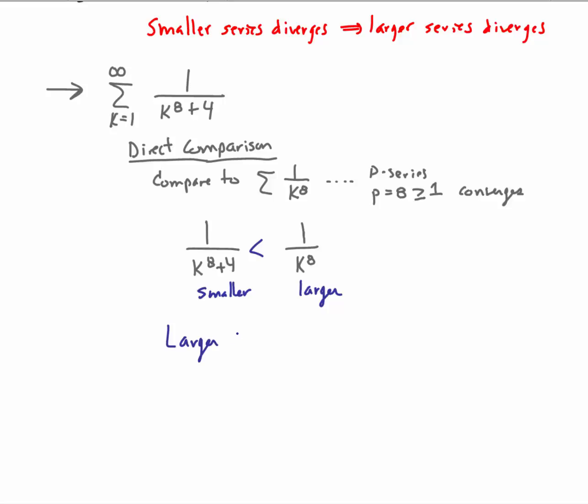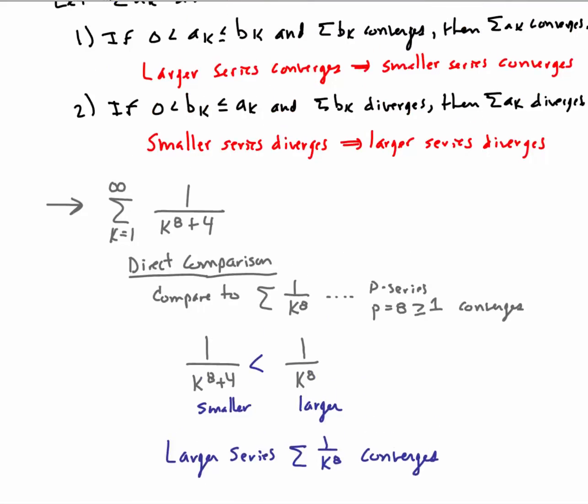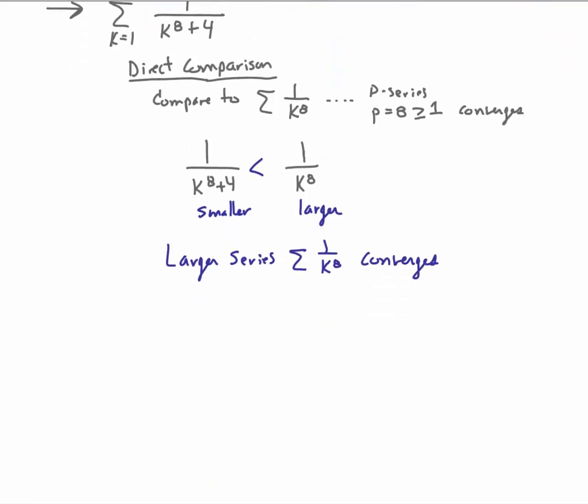So the larger series, and I'm going to write out what it is. I'm not just going to use the word larger. I'm going to show which the larger is. The larger series converges. So let's see. So we have up here, if the larger series converges, then the smaller series converges. So the larger series converges, therefore the smaller series, and again, don't just write smaller series, write what it is, converges as well. And that's using direct comparison.